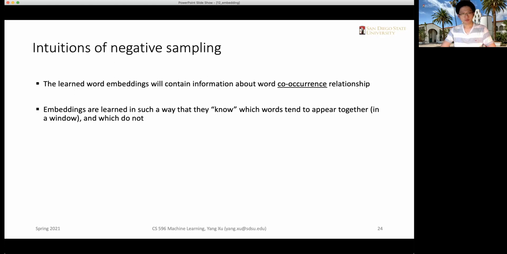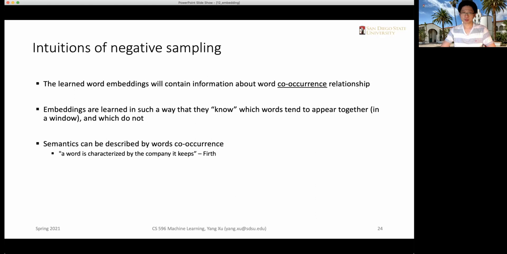So it's like embeddings learned in such a way that they know which words tend to appear together in a window and which do not. Okay. So that's based on the philosophical principle that semantics can be described by word co-occurrences, right? It's like describing a word's meaning by the company it keeps, right? So there's very interesting philosophical meaning behind this design of the negative sampling strategy.